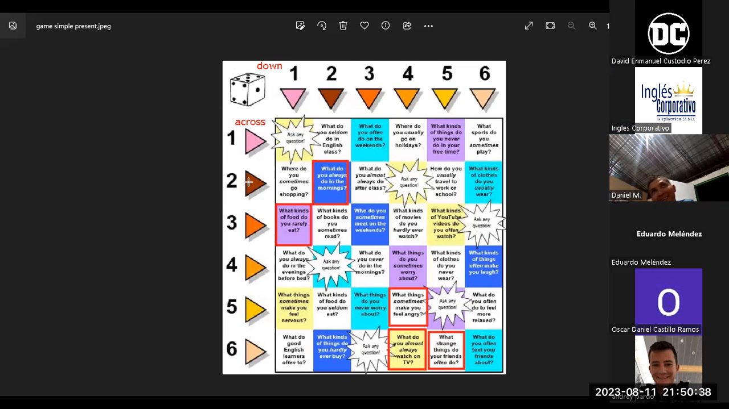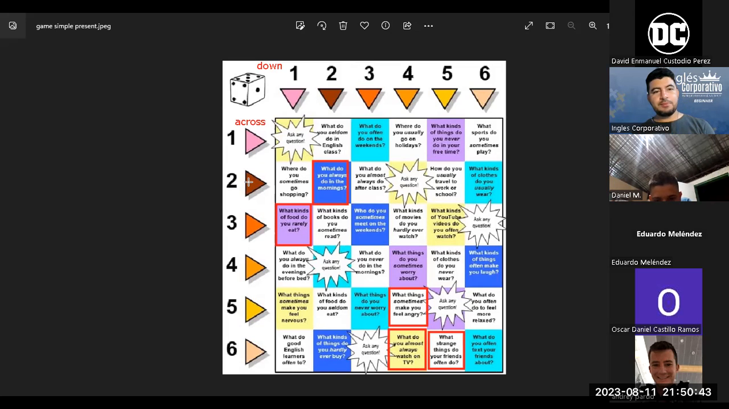Quiero ver. No salgo regularmente, no salgo, but I think my friends watch different deporte. Okay, sport. They watch sport. Football in the sport. Night in una cancha rápida. Okay, in a soccer field. Okay. Thank you. Okay, then you can ask to David, Eduardo, Maritza, Oscar, Daniel.